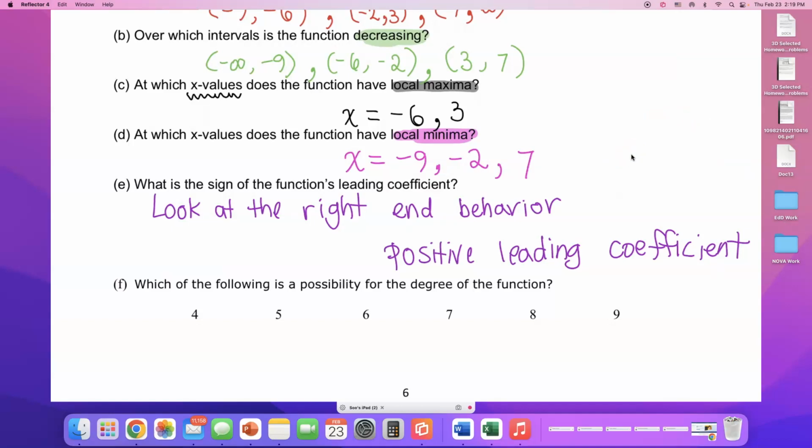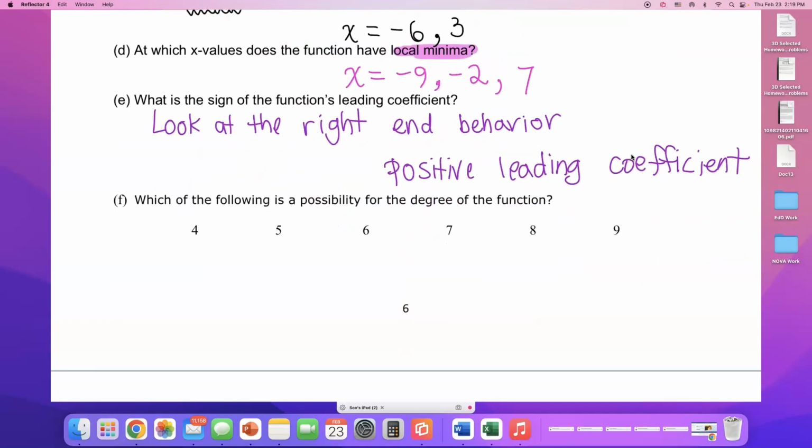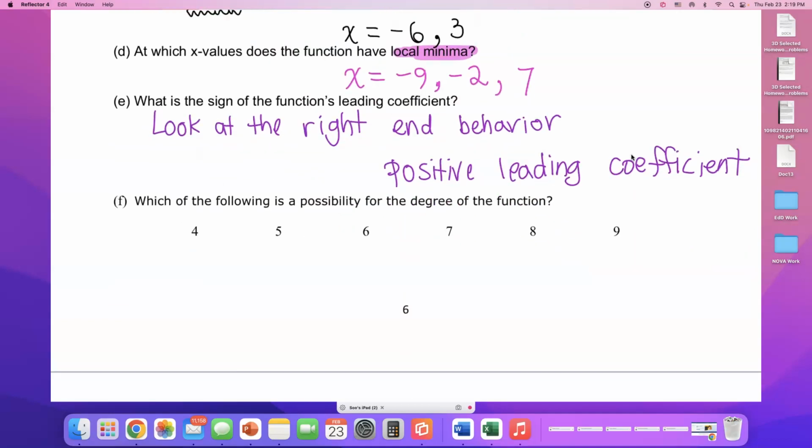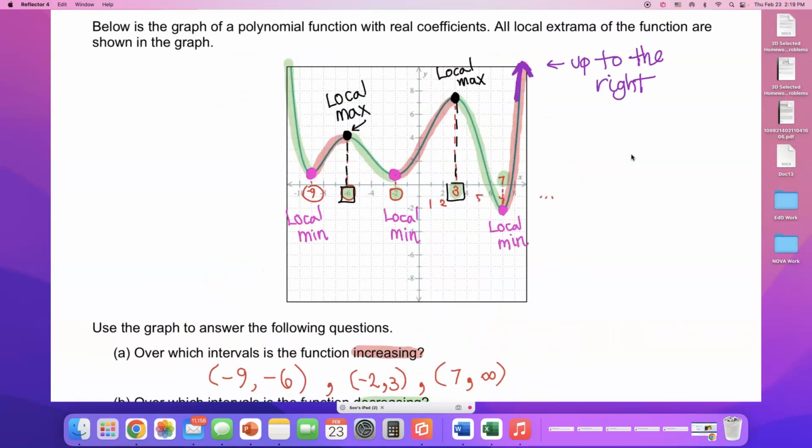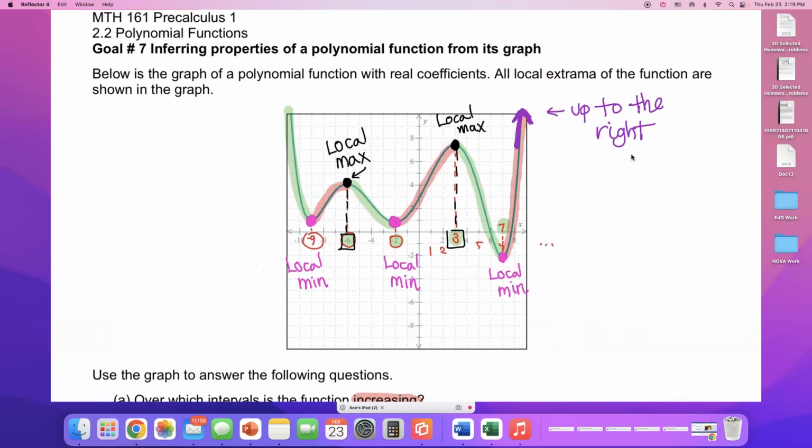Now let's do the last one, which is asking for the degree of the function. Now I have to talk to you about something called a turning point too, but based on the end behavior alone, take a look. This graph is going up to the right and up to the left, right? It's both pointing up. So you notice the end behaviors are the same, right?